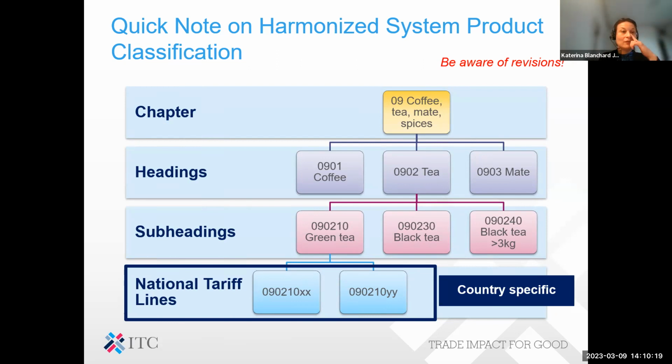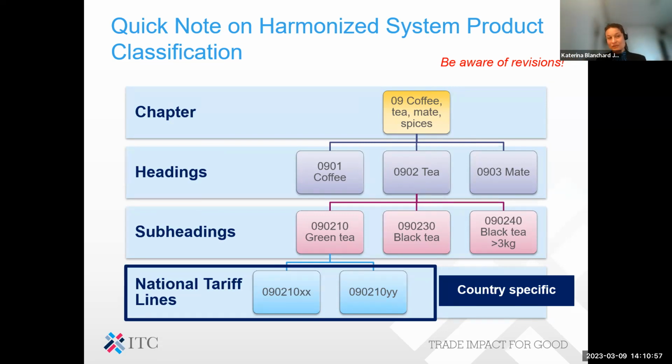We have the system of codes divided into 21 sections and 97 chapters at a 2-digit level. Each chapter is then divided into headings at a 4-digit level, and headings are divided into subheadings at the 6-digit level. What is important to mention here, the chapters, headings and subheadings constitute the harmonized area. Almost all countries of the world use these codes. So up to the 6-digit level, the codes are harmonized.